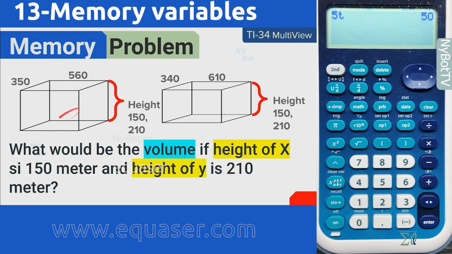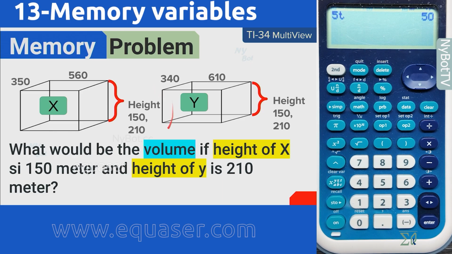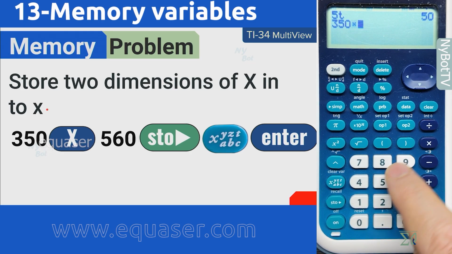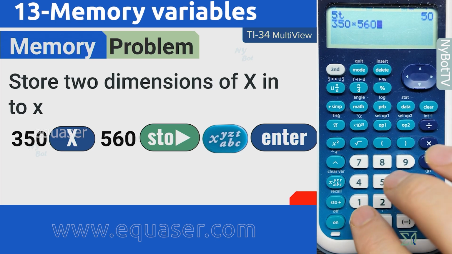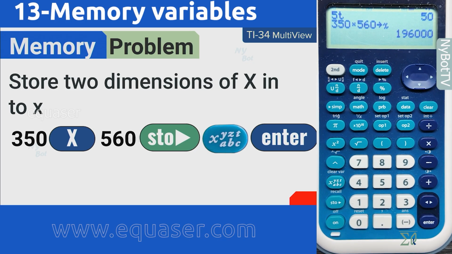So now we want to find out at 150 and at 210 how much gravel, in cubic meters, will be excavated, for this dimension and also for the other one. For X and Y, we will do it. For the dimension of X, store the 2 dimensions of X in variable X. This is capital X, this is small x. So 350 times 560, and then store, press X, and that's enough. So this is the 2 dimensions. We just need to add the third dimension to get the volume.